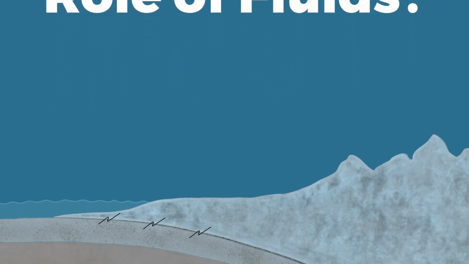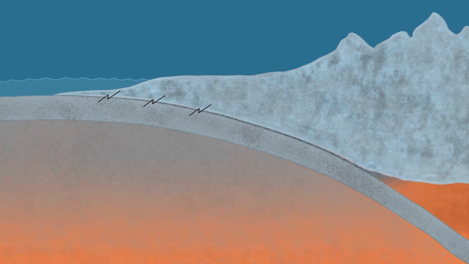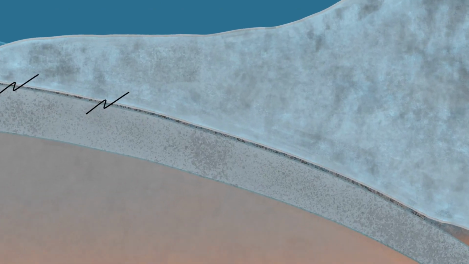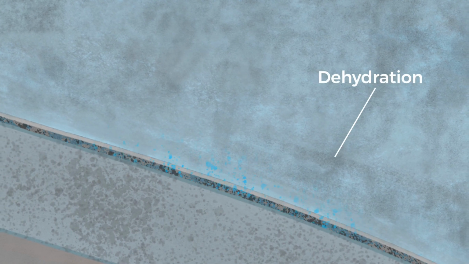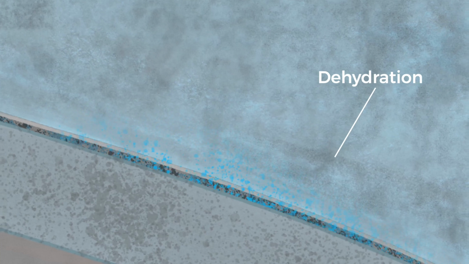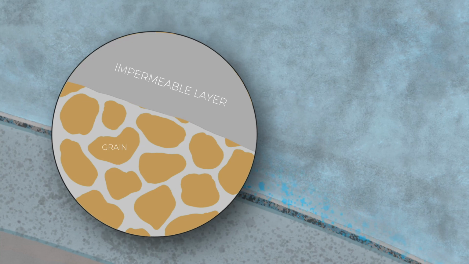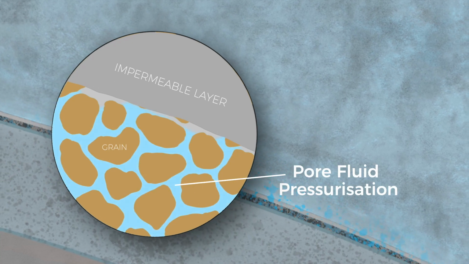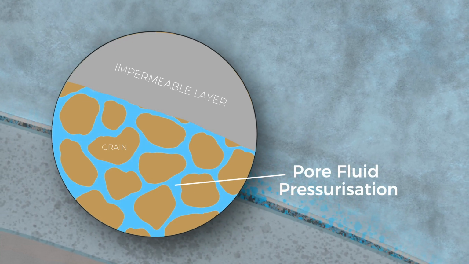To understand how fluid accumulates at such great depth, we must focus on the subducting oceanic crust, which holds vast amounts of water. The crust releases this water through dehydration reactions as it is warmed down dip. As fluid is released, it rises buoyantly until becoming trapped beneath the impermeable overlying plate. This causes pore fluid pressurization.